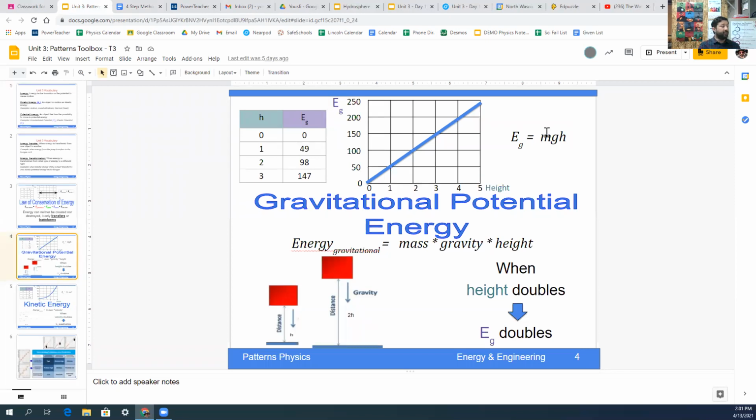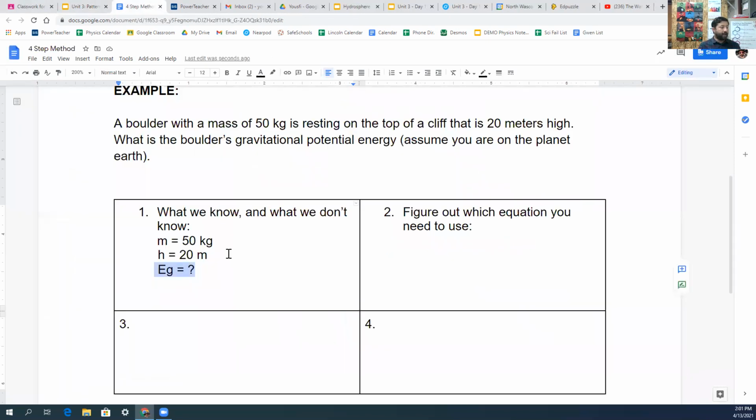So we have mgh. Let's go back to my box 1. Do I have a mass, an m? Yes, I do. Do I have an h, a height? Yes. Now the thing that I'm missing in the equation is gravity.